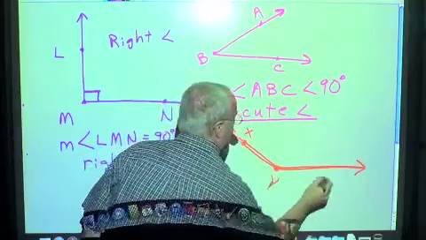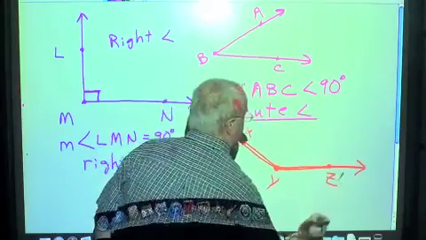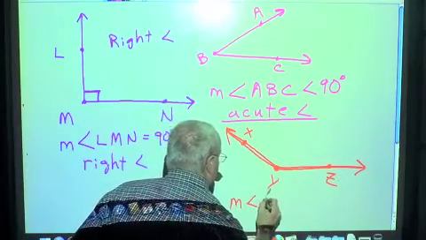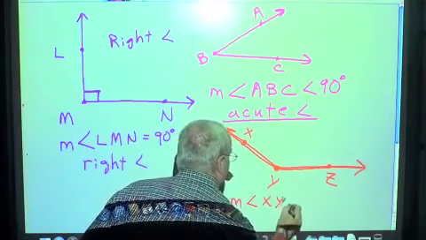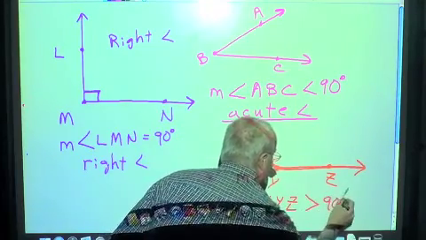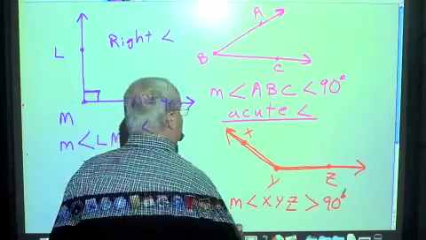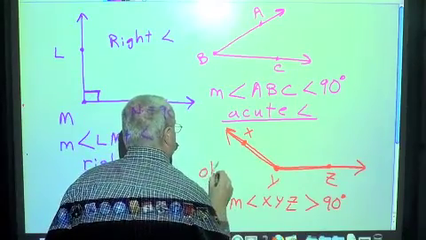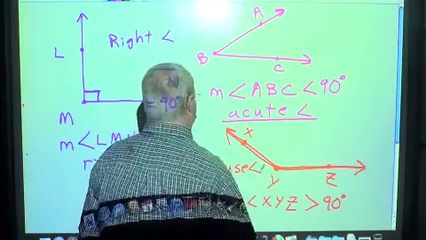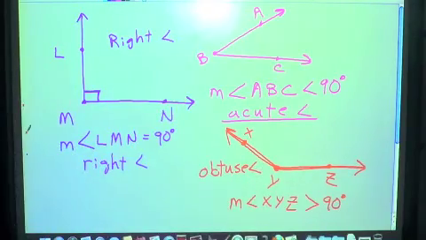X, Y, Z. The measure of angle XYZ is greater than 90, and we call that obtuse. It's an obtuse angle. Okay?